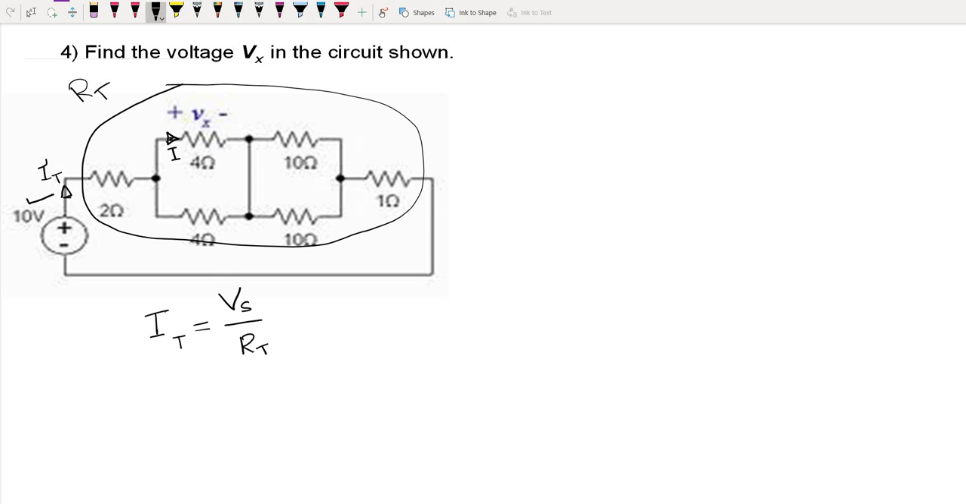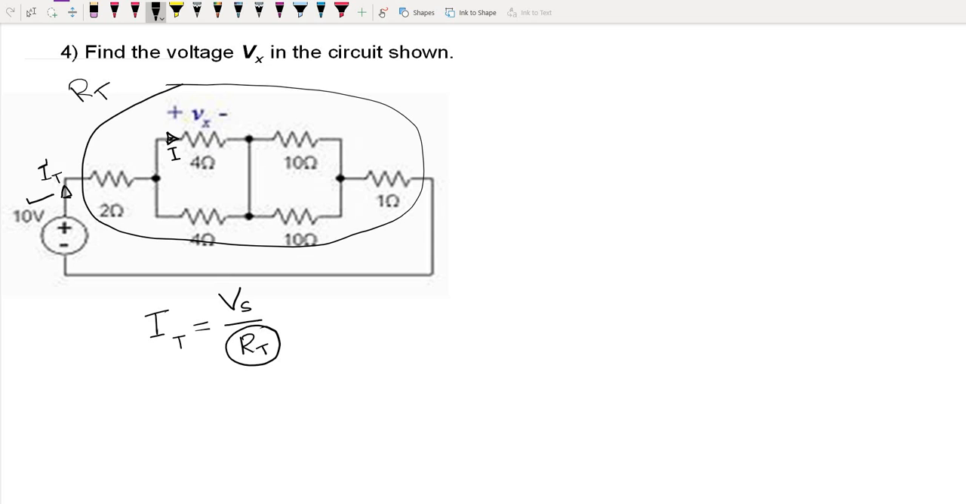So once you know the current IT, the current that flows through the 2 ohm resistance, then by using the current division rule, you can find the current through any of the resistances. Especially for the upper 4 ohm resistance, through which we need the current, by multiplying the current with the resistance, you can find the voltage. Now the question is, how to find the total resistance, which gives us the current, then the branch current. Okay, now it's a very simple circuit basically.